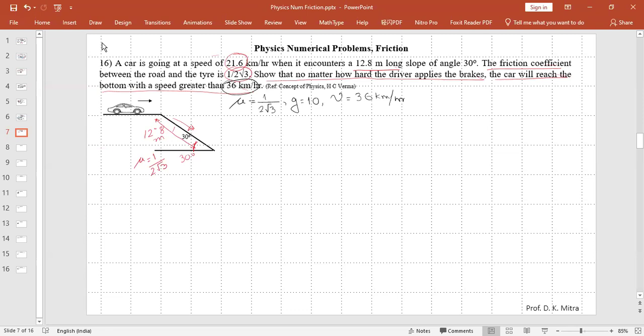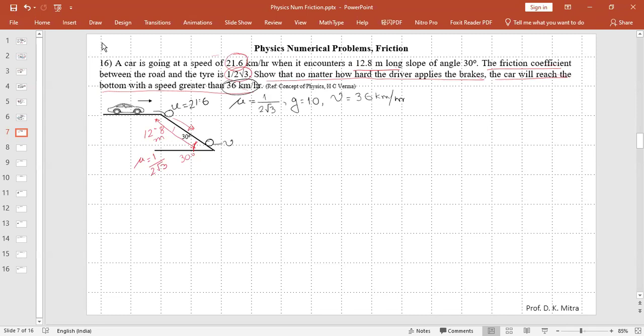And the car was final. That means that when the car comes here at the bottom, it is V, 36 kilometers per hour. But when the car hits the slope, here U is given 21.6 kilometers per hour. Now, let us do these things. So try to solve this one by one.